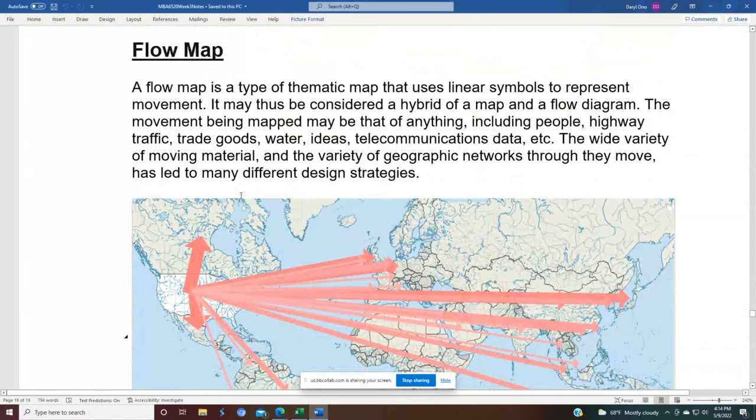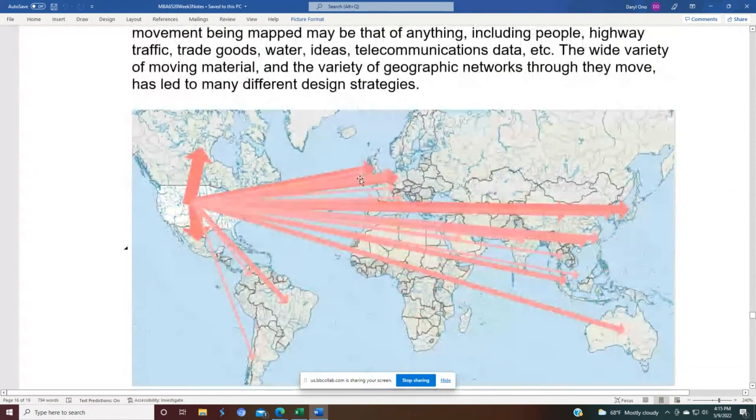A flow map is a type of thematic map that uses linear symbols to represent movements. It may thus be considered a hybrid of a map and a flow diagram. I should have underlined that second sentence. The movement being mapped may be of anything, including people, highway traffic, trade goods, water, ideas, telecommunications. The wide variety of moving materials and the variety of geographic networks through which they move has led to many different designs. So I'm not sure if this one could be trade or exports that the United States makes.